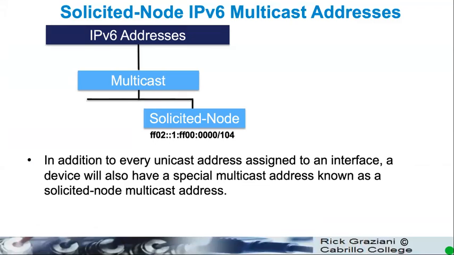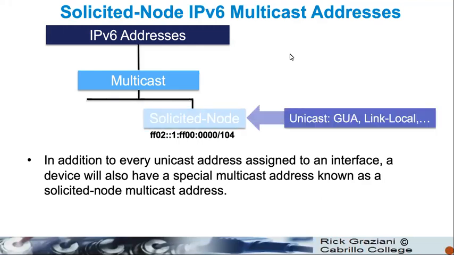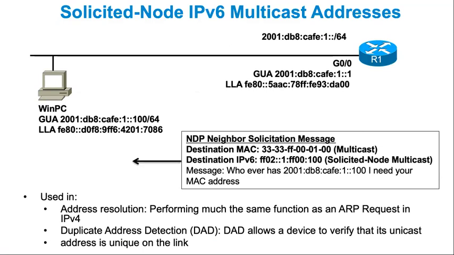So, a solicited node multicast address. For every unicast address, whether it's a global unicast address or a link local address, there's a special solicited node multicast address that's associated with a specific unicast address.